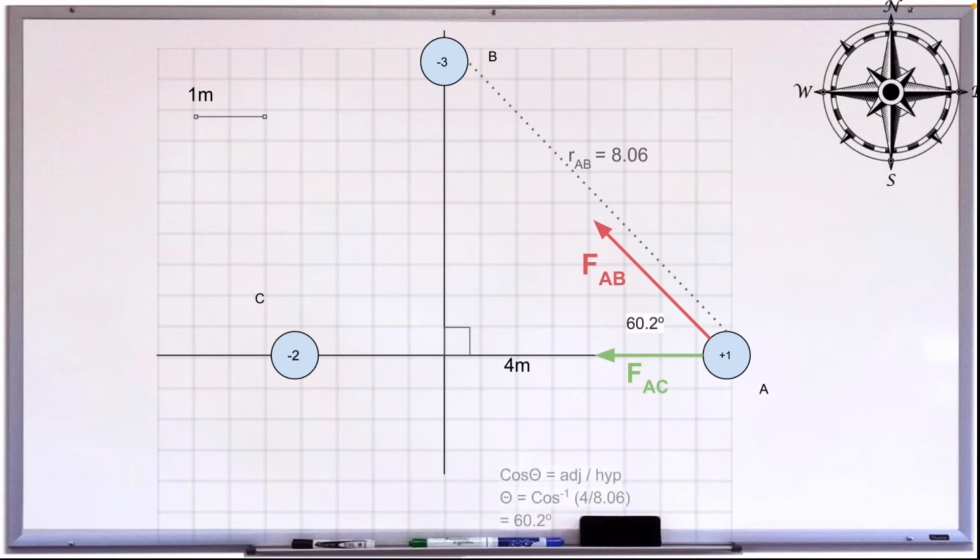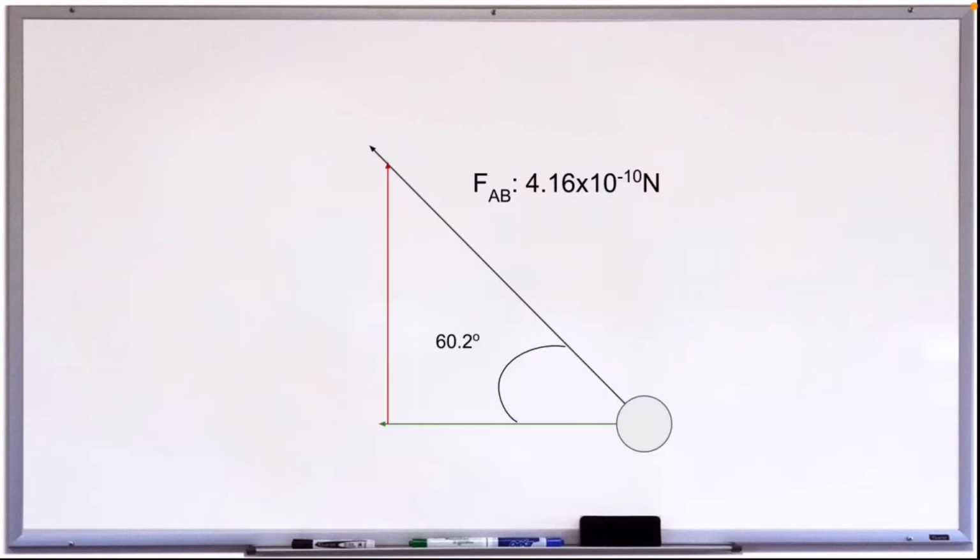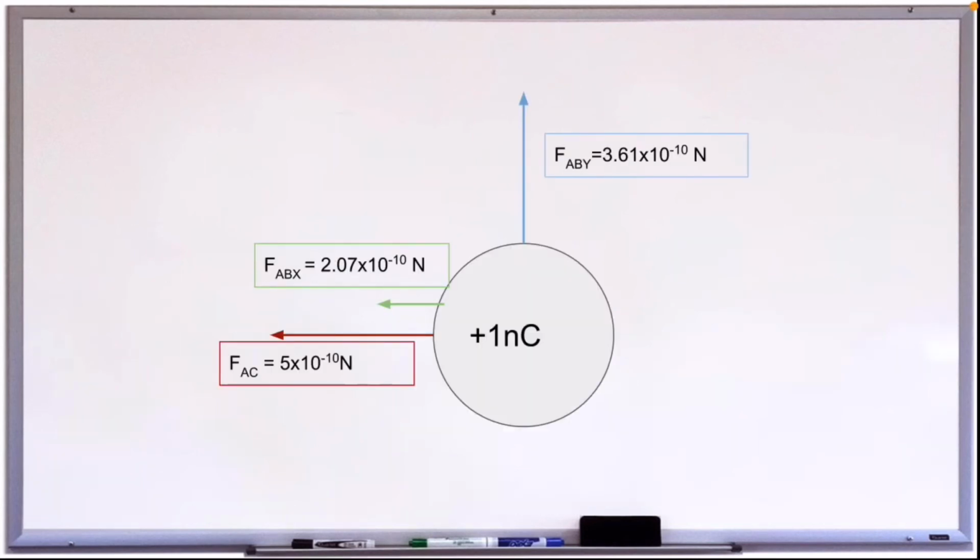Now FAC is already just a horizontal vector, so its y component is 0, and it is its own horizontal component. But FAB, however, needs to be broken up into x and y components. Now using SOHCAHTOA and rearranging for the unknown side, we can find the x and y components from FAB. This free body diagram sums up the force components the point charge feels.